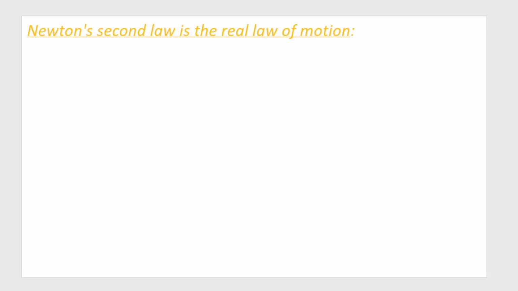The next topic is: Newton's second law is the real law of motion. Why is it so? It is because both the first law and the third law can be derived from the second law. And now, how is Newton's first law of motion derived from the second law of motion?